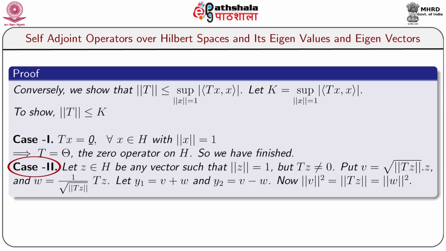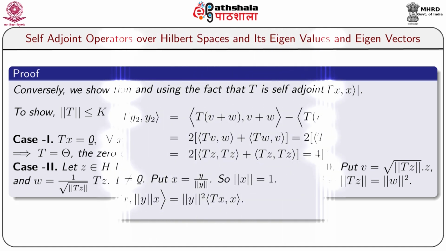For case 2, let z belong to H be any vector such that norm z is equal to 1, but Tz is not equal to 0. Put v equal to root of norm Tz into z, and w equal to 1 by root of norm Tz into Tz. Let y1 equal to v plus w and y2 equal to v minus w. Now, norm v square equals norm Tz equals norm w square.